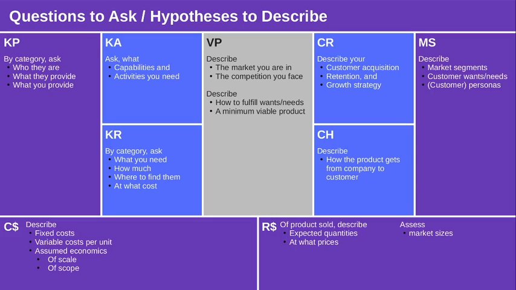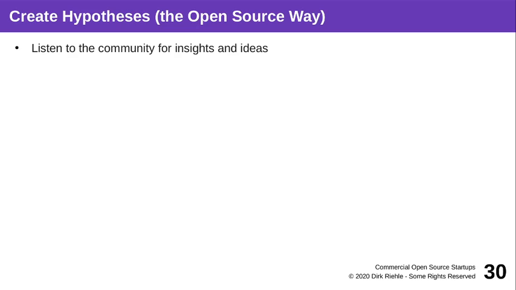Or market segments. Well, you describe your market segments, the customer wants and needs, and so forth. For the revenue streams, for example, you describe the number of units of your product you sell, at what prices, and what that means for potential revenues.